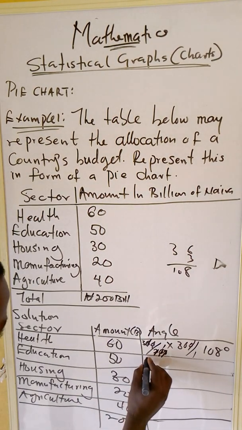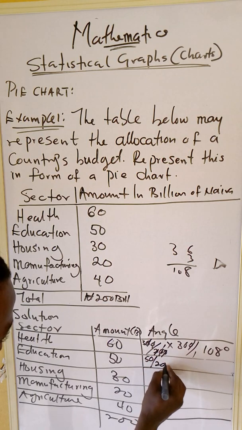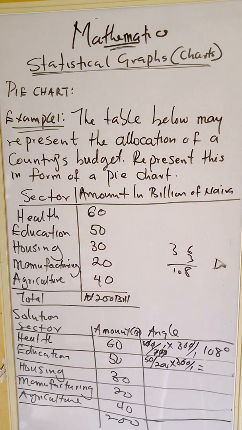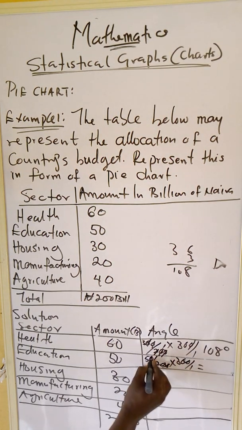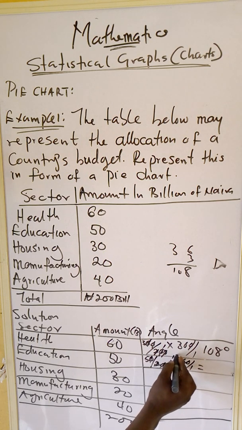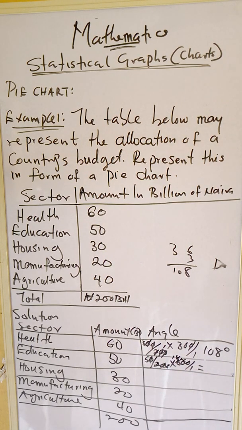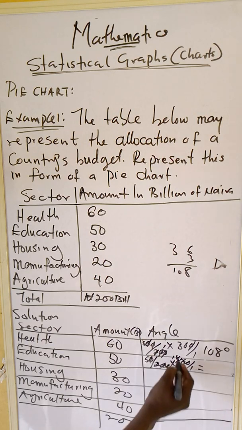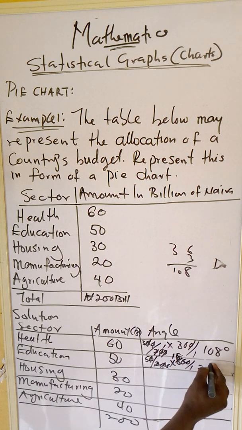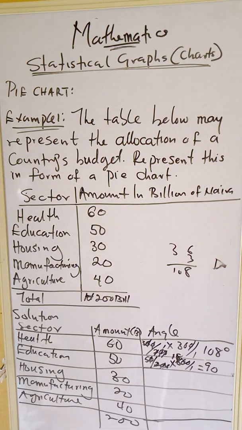The next one is 50 over 200 times 360 over 1. This will cancel, this will cancel. We have 18 times 5, which gives us 90 degrees.